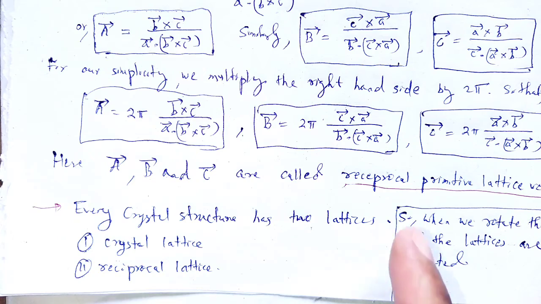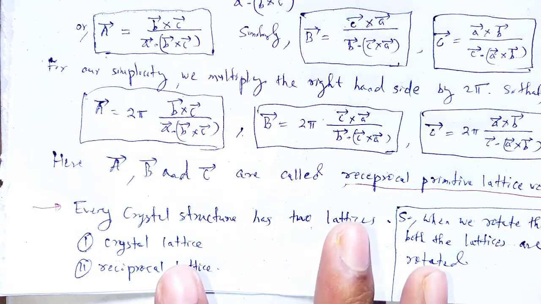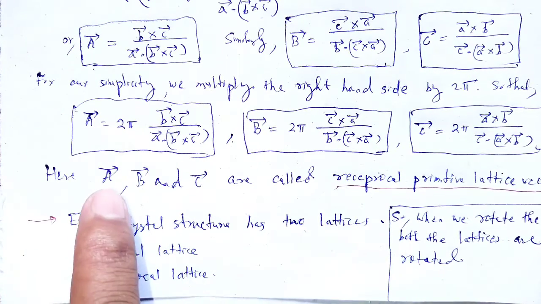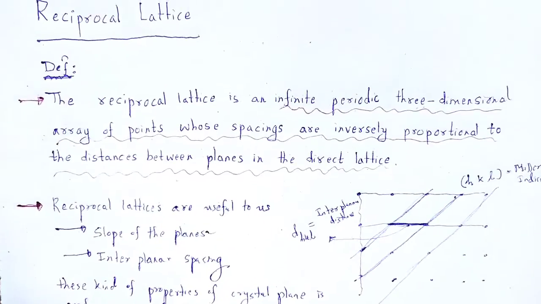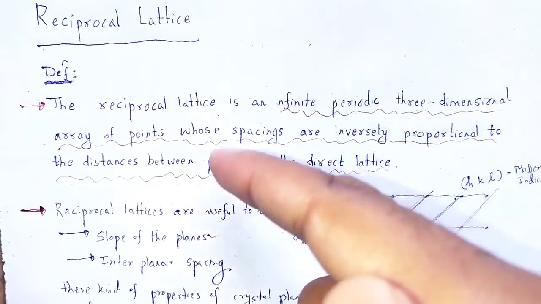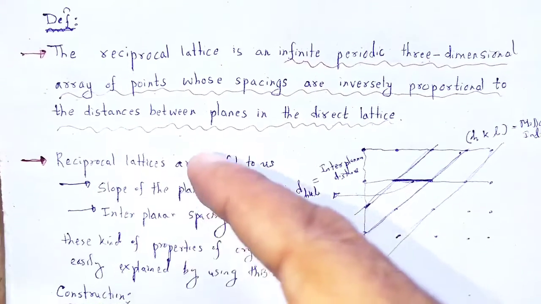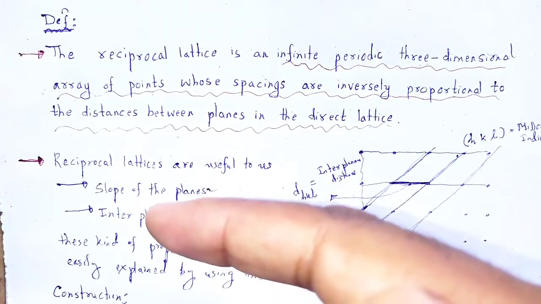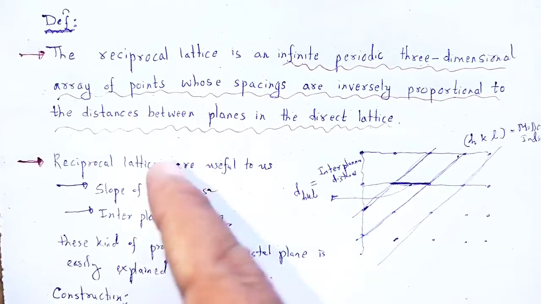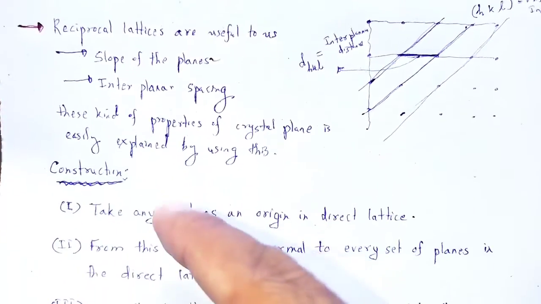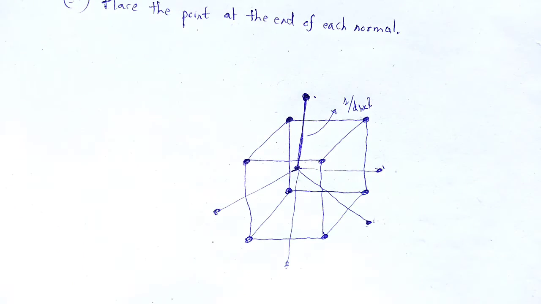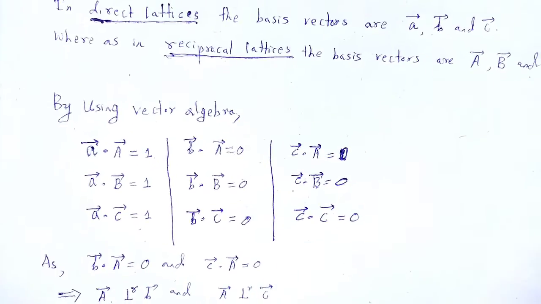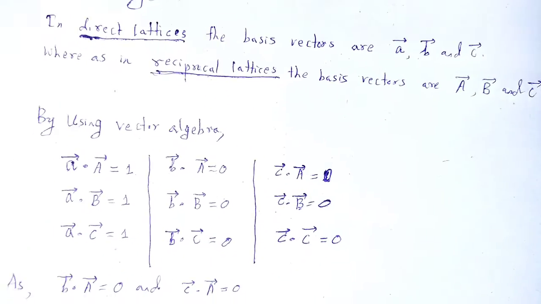So in order to explain the reciprocal lattices, we can represent it by the vectors A vector, B vector and C vector. With the help of this video lecture, we understand reciprocal lattice, the definition of reciprocal lattice, in which way we use that reciprocal lattice, and construction of reciprocal lattice. Mathematically, we show the reciprocal lattice.